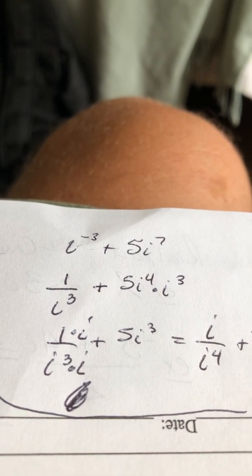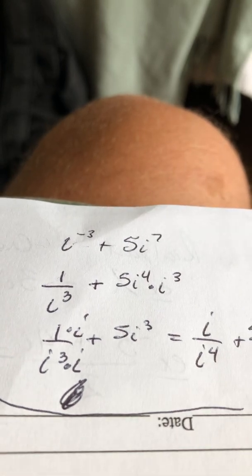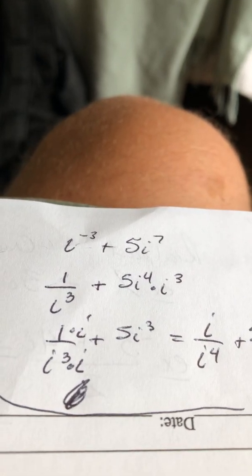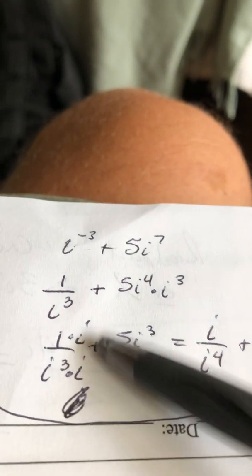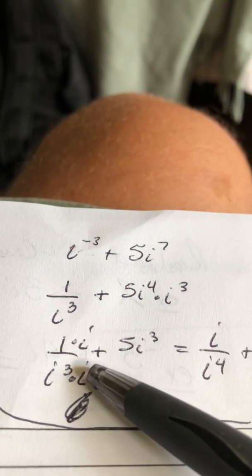And I can't just pop something in the denominator. I have to do it to both top and bottom. I have to multiply by 1. So my i over i is 1. So now I've got i over i to the fourth. i to the fourth is 1. I still haven't done anything with this 5i to the third power. So I now have i plus 5i cubed.